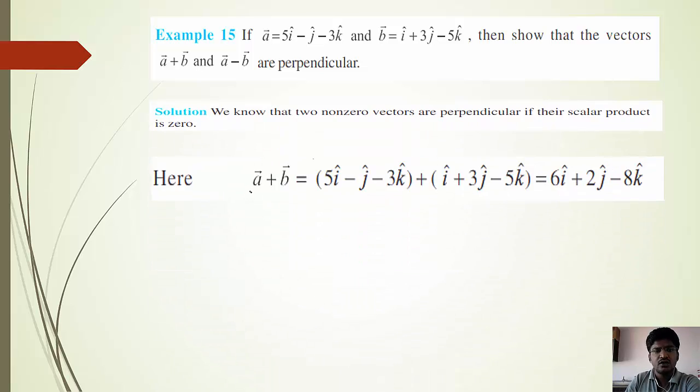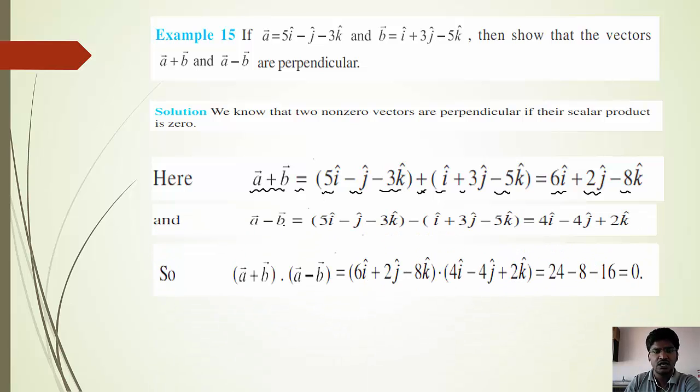Vector A plus B is equal to the sum of vector A and vector B. So 5 i cap plus i cap is 6 i cap. Minus j cap plus 3 j cap is plus 2 j cap. Minus 3 k cap minus 5 k cap is minus 8 k cap. This is vector A plus vector B.